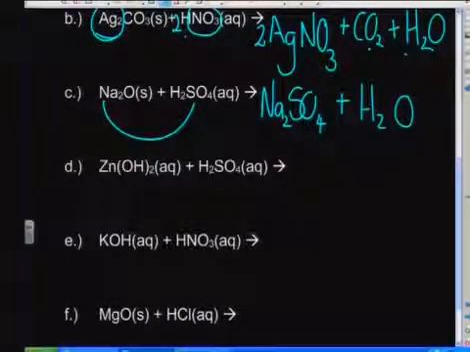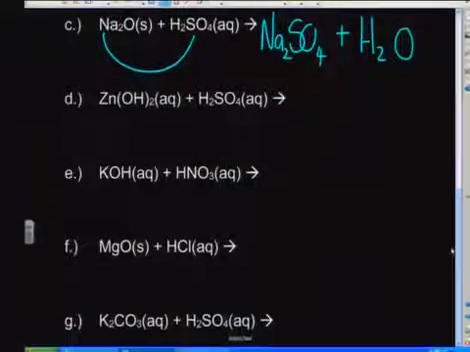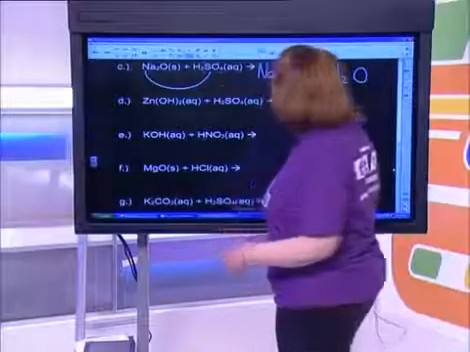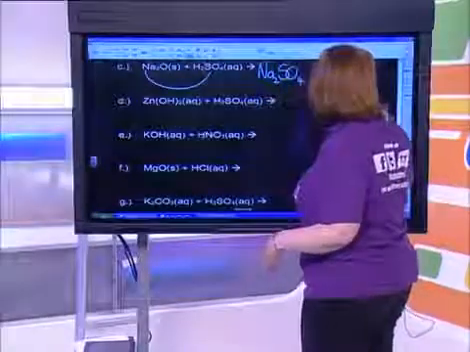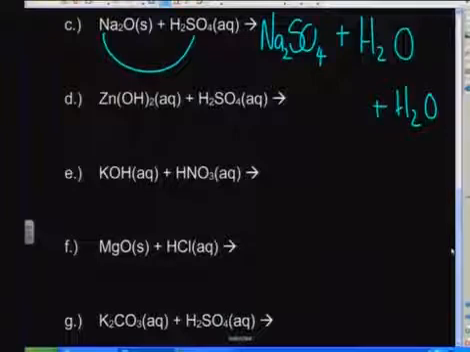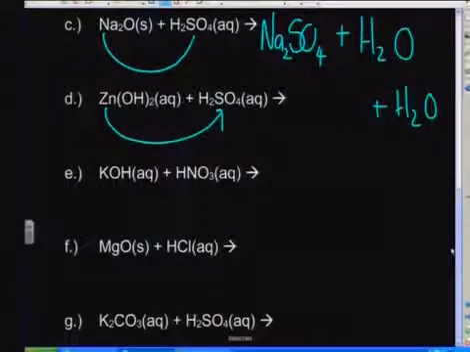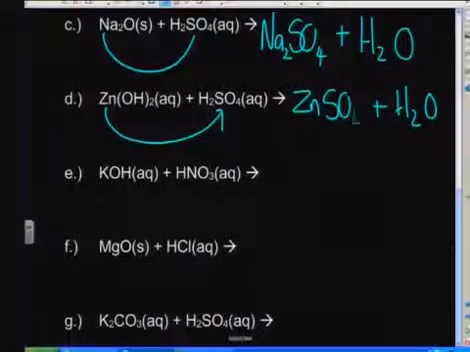Next one is zinc hydroxide. So we've got our metal. This is actually quite a nice one. So it's an acid plus a hydroxide, so we're going to get plus water. You can see I know exactly where to start. Now you may think about it: the metal goes to what's left from the hydrogen that disappears off the acid. So it's zinc plus sulfate, which means I'm going to have zinc sulfate.